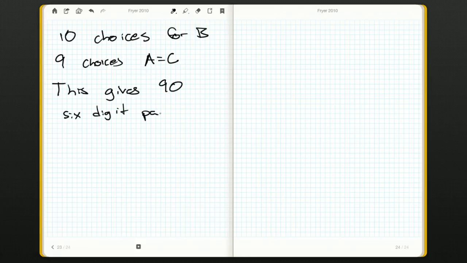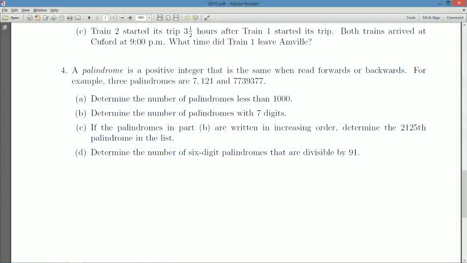So this gives us 90 6-digit palindromes that are divisible by 91. And I believe that's all we were asked for. Let's just double check. Part D, determine the number of 6-digit palindromes that are divisible by 91. Well, we did that. We figured it out. 90. We weren't asked to list them, and that would be a hell of a list to make anyway.